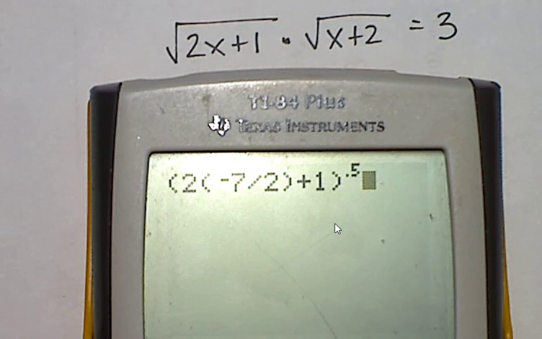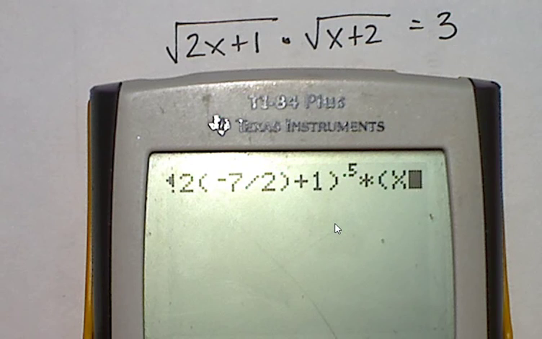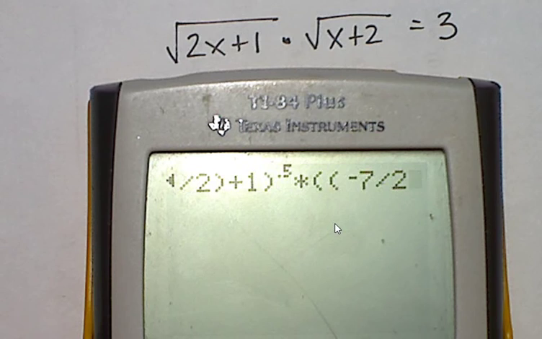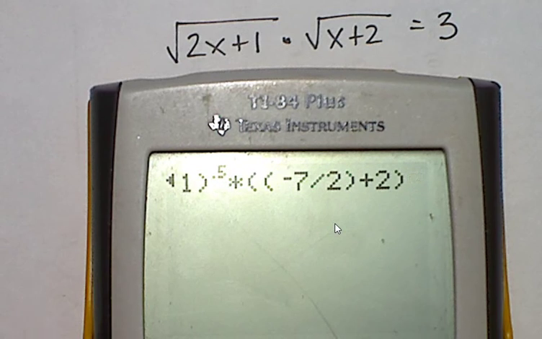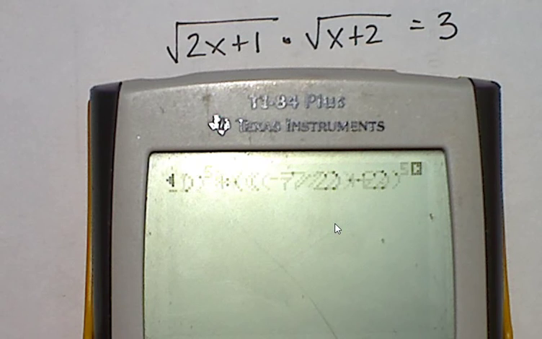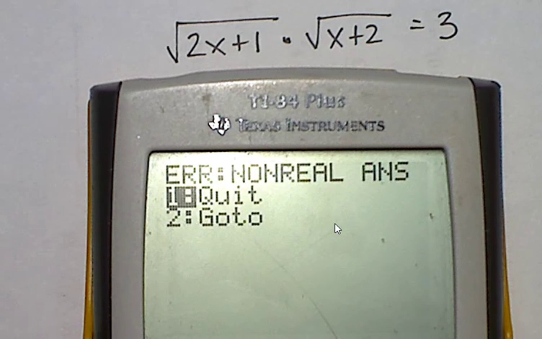And now I'm going to multiply times, here's the next parentheses, negative 7/2 plus 2. Again, raise to the 0.5 power, the equivalent of a square root. When I press enter, I want an answer of 3. I got an error, which means, did anybody else get an error? Hands up high? So, did I plug something in wrong? No, you used double parentheses.